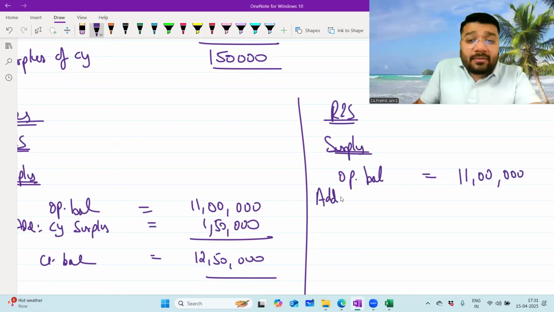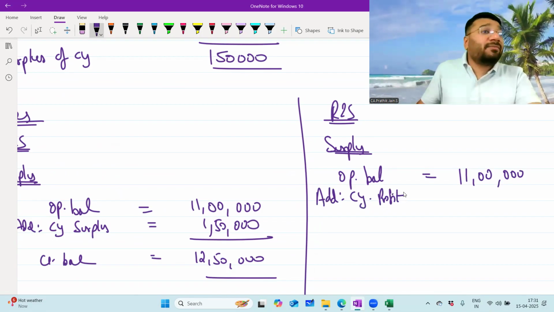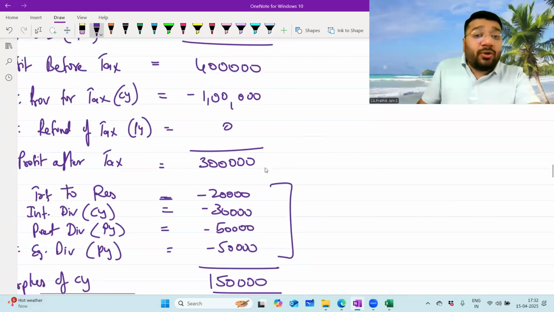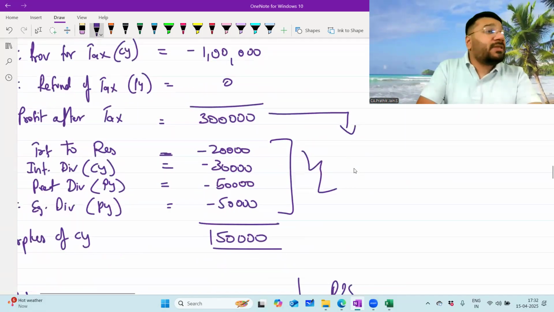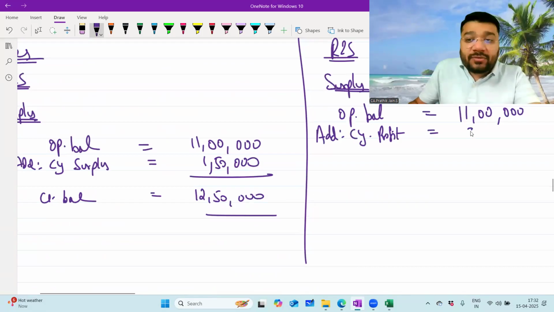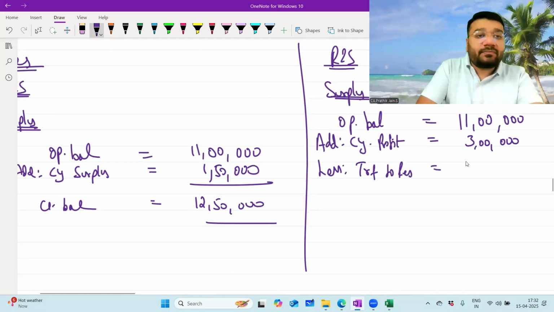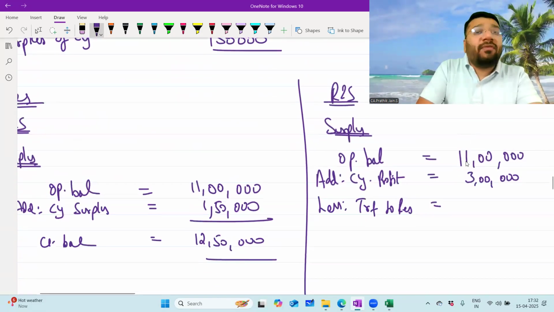Now add current year profit. I can't say surplus here. Surplus is after appropriation. Now you will transfer this 3 lakh, because you're doing this appropriation in the notes. You will transfer this directly to surplus. So add current year profit, 3 lakh rupees. Very good. Now from that, less transfer to reserve. How much? 20, 30, 50, 50. You'll remember?